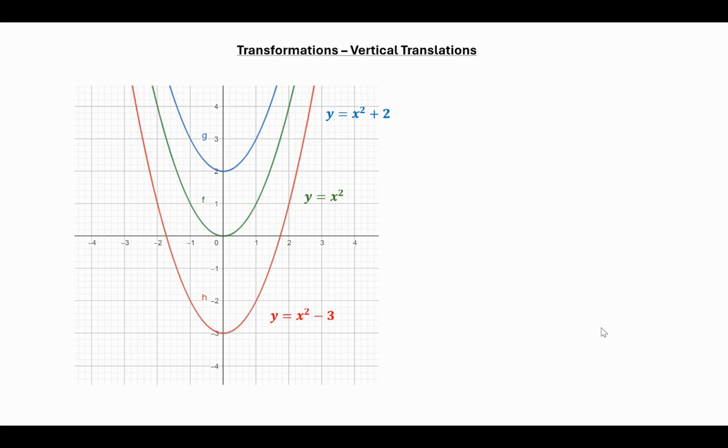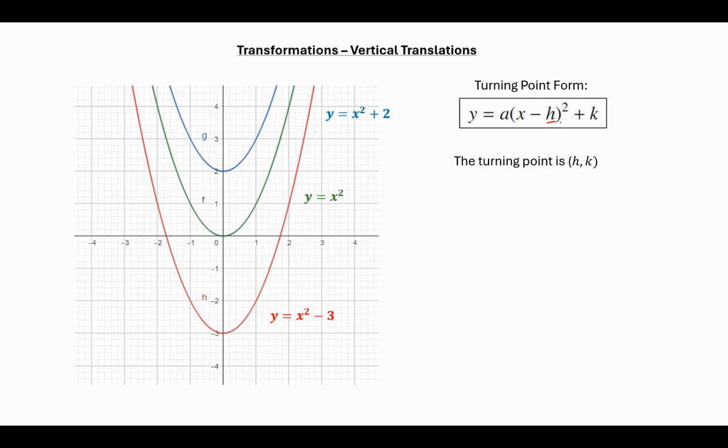Next, we'll look at translations, and to see translations easily, we need to put the quadratic function into the turning point form, and we'll cover how to do that in another video. But the turning point form looks like this, and it's called the turning point form because h and k give the turning point of the parabola.